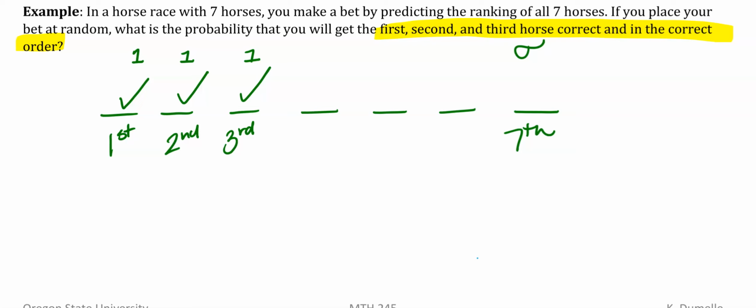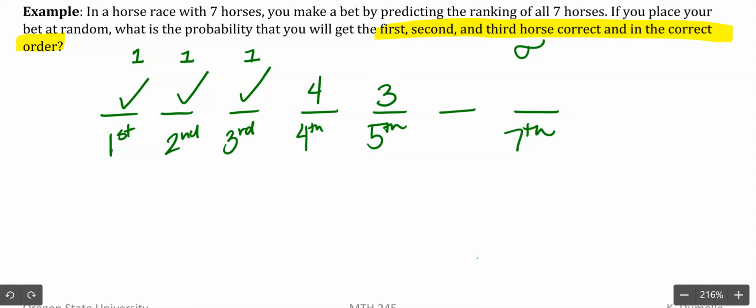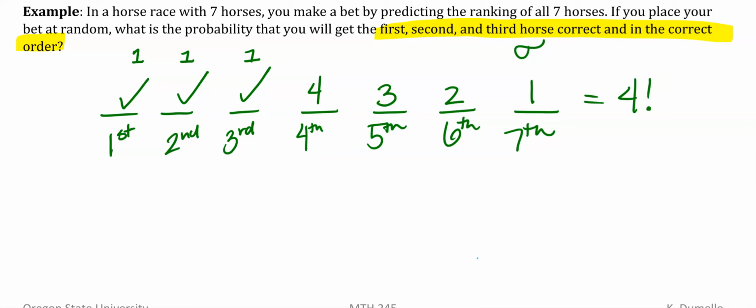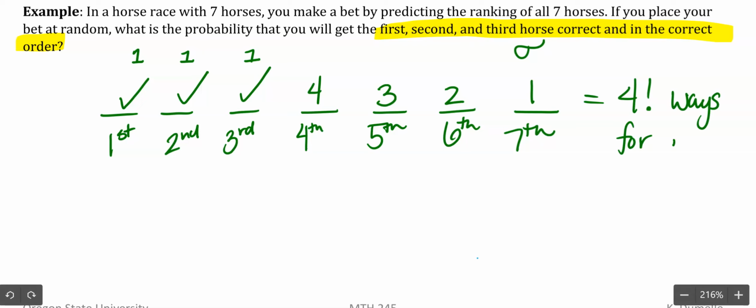Now for the remaining 4, how many options are there for our 4th place horse? There would be 4 horses remaining. What about for our 5th place horse? There's 3 horses left. For 6th place, there's 2, and for 7th, there's 1. So that would be 4 factorial different ways for us to get the first, second, and third horse correct in the correct order. So there's 4 factorial ways for our event sigma to occur.